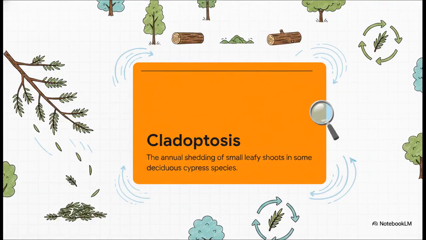Okay, before we move on, I have to share this wild botanical fact with you. Not all shedding is just individual leaves. There's a process called cladoptosis, which shows us that some unique species, like the pond cypress, actually shed entire small leafy shoots annually. Nature always has a few fascinating exceptions to the rules, right?